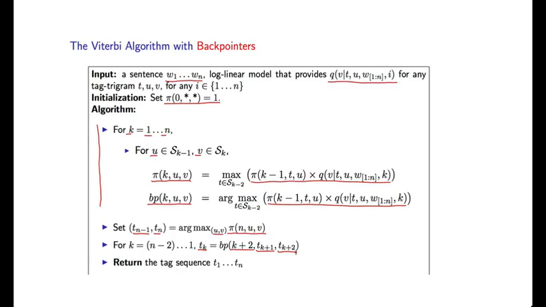So I'm essentially working backwards through the sequence, first recovering the last two tags, t_{n-1} and then t_n, and then filling in the previous tags one by one backwards through the sequence. Once I've done that, I finally return the tag sequence t_1 through t_n, and that is the highest probability sequence under the log linear model.